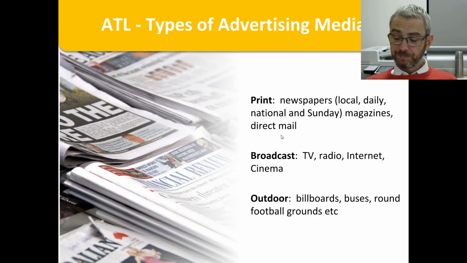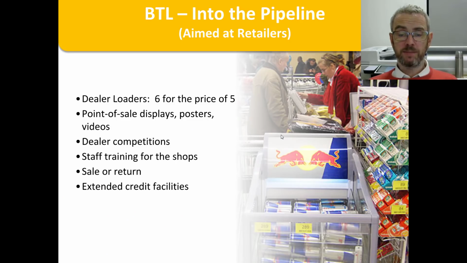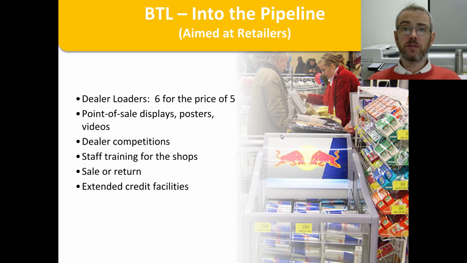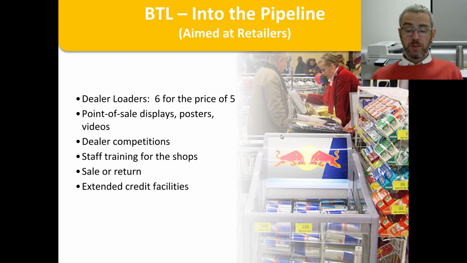So above the line, really interesting. Make sure that you understand it's all about mass media, and there's loads of costs involved. Below the line, look at the picture there. You'll see that's point of sale material with the Red Bull fridge and the Tic Tacs and all these sorts of things. What do the manufacturers give to the retailers in order for them to stock their product?